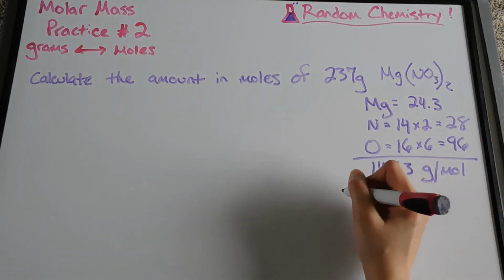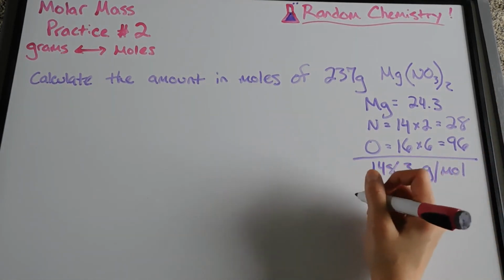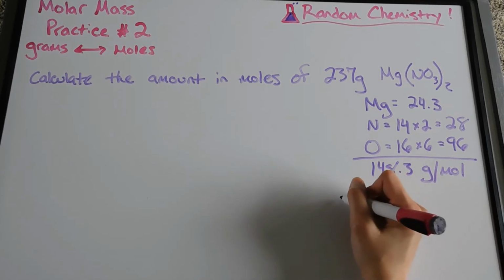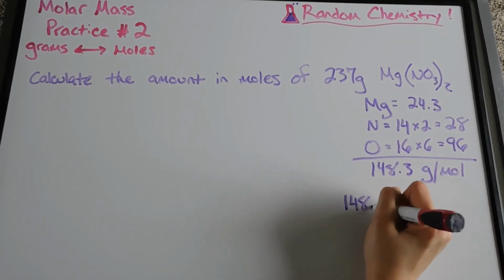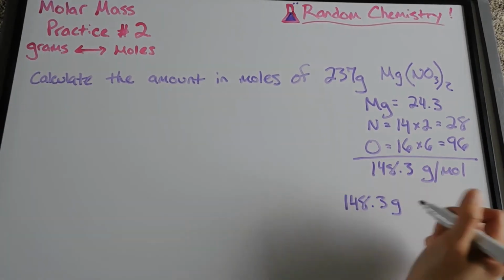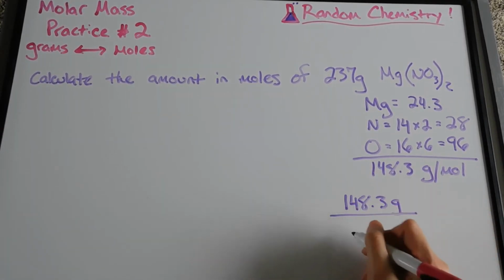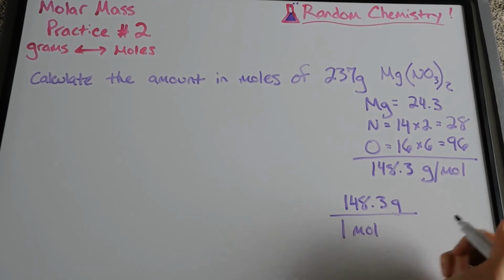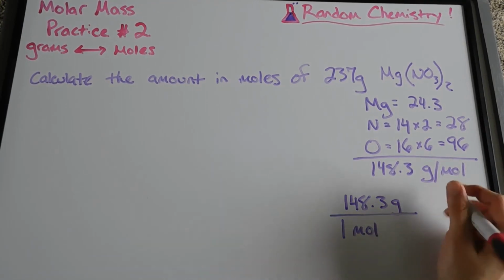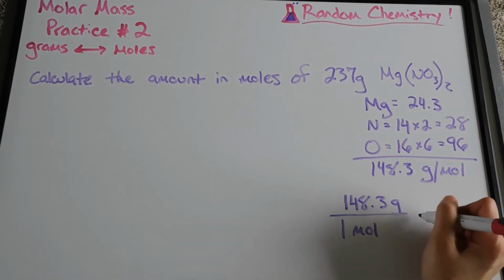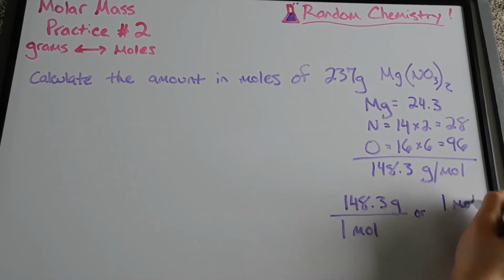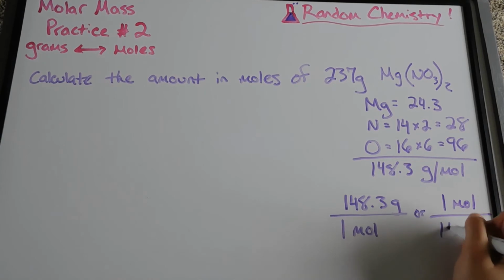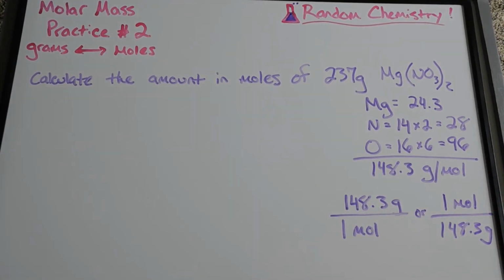So let's go ahead and write that as conversion factors. 148.3 grams is equal to 1 mole. I'm going to leave out the formula because it's so long. Or 1 mole is equal to 148.3 grams. So those are our conversion factors.